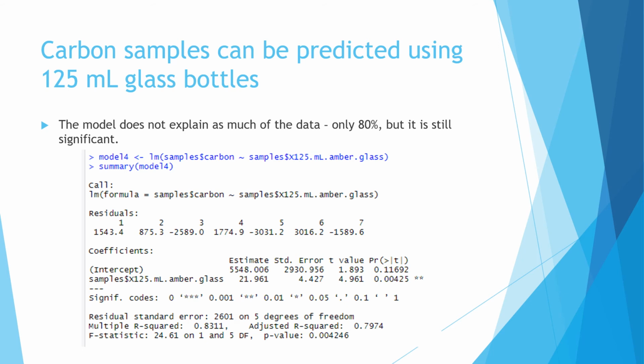In this case, there was only one predictor variable for the outcome variable, and the predictor was the 125 ml amber glass bottles. If you added in maybe something like filters or one of the other preservatives that's used for some of the carbon tests, then the predictive value of this model may increase.